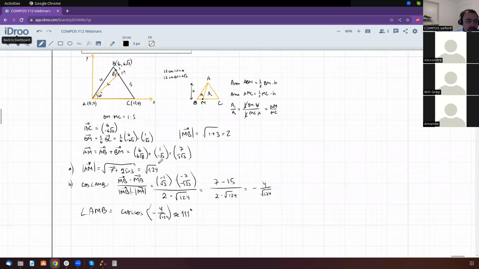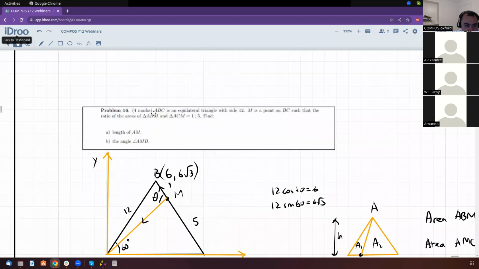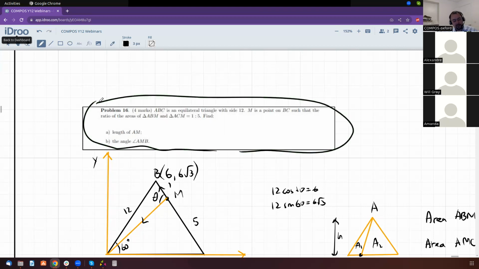So this is the approach. The logic here is you have a problem and coordinates are not even mentioned in this problem, and yet you can use coordinates effectively. And that's what the assignment is all about. Okay.